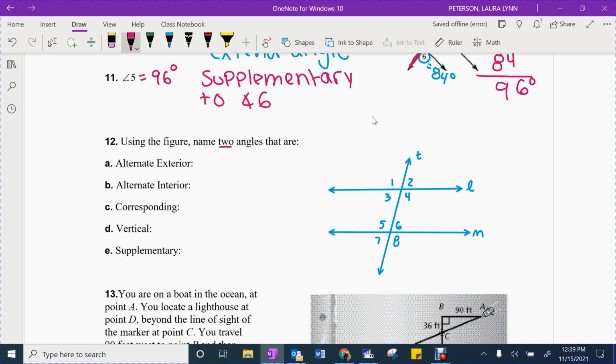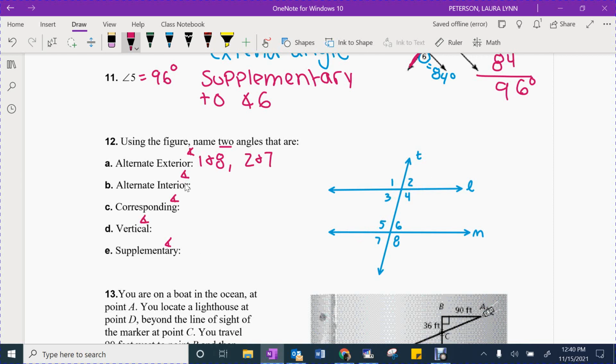Alternate exterior. Well, that means I need angles that are outside of the parallel lines, but on opposite corners. So, that would be 1 and 8. To save time, I'm just going to draw my angle symbol once, because all of these examples are angles. So 1 and 8 could be an answer, or another example would be 2 and 7, because these are also outside of the parallel lines, exterior, but on alternate sides of the transversal.